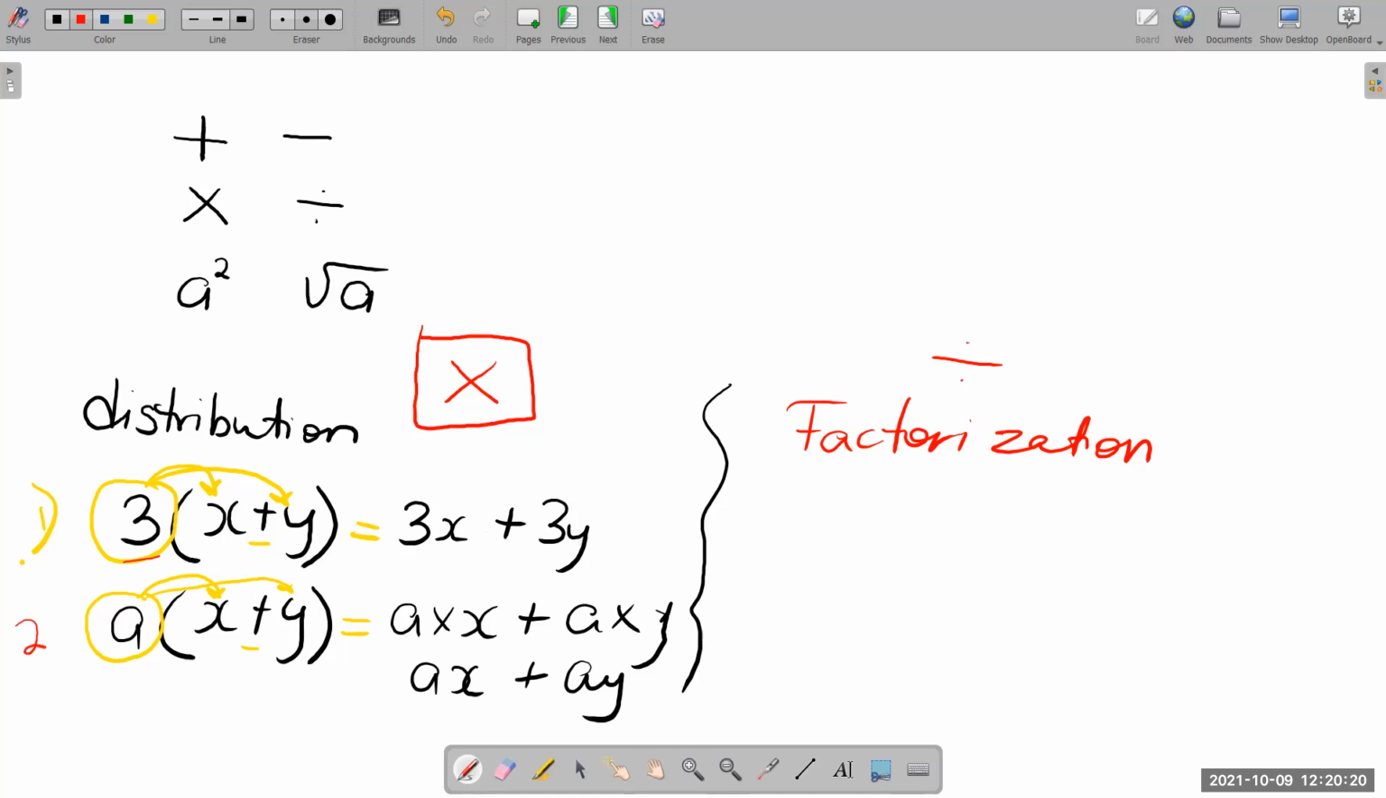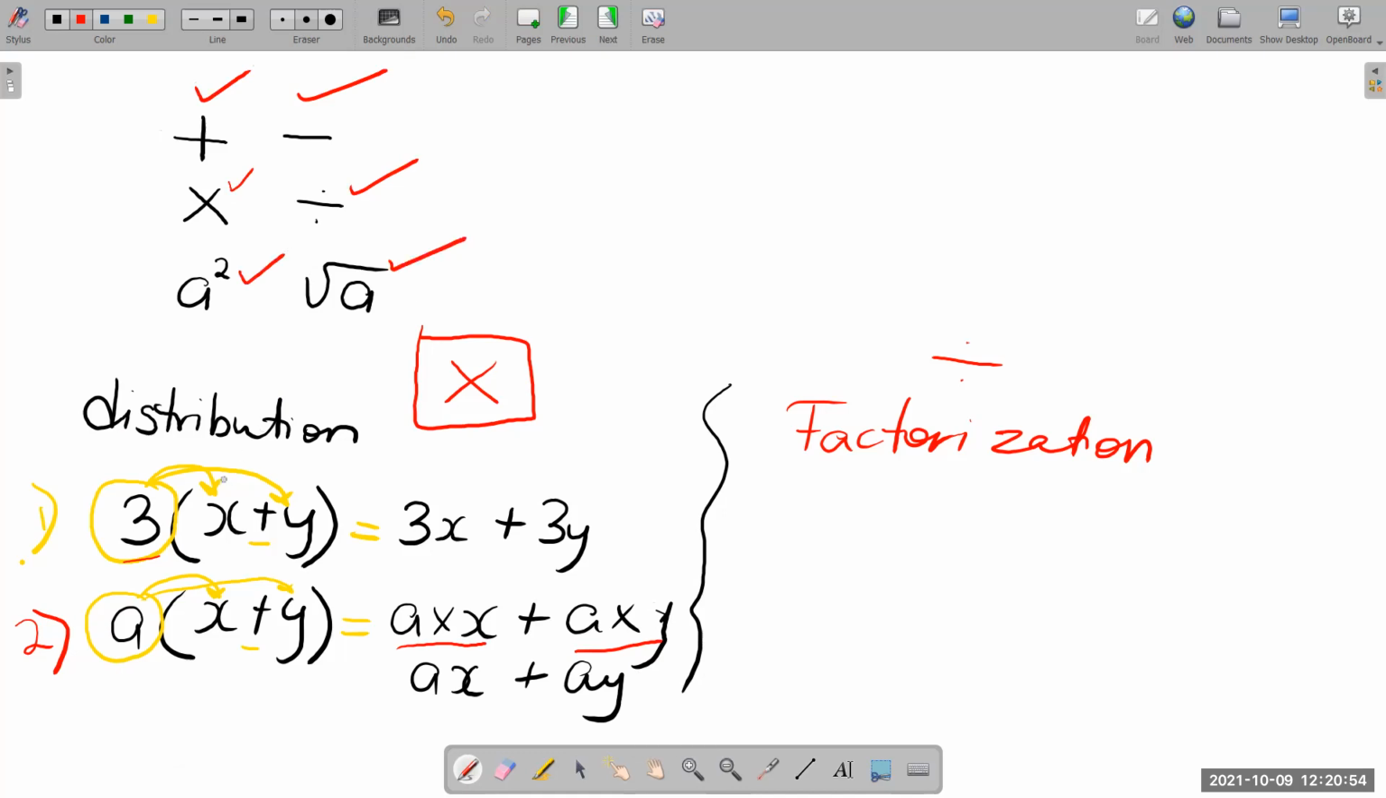Similarly, we have example 2, where we have A as our multiplying agent. So we're multiplying everything inside the bracket by A. So we have A times x plus A times y. And as we know, what's the rule when it comes to multiplying 2 variables? We simply group them. So A times x is the same thing as ax, and A times y is the same thing as ay.